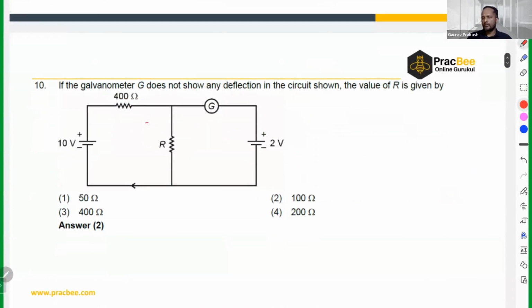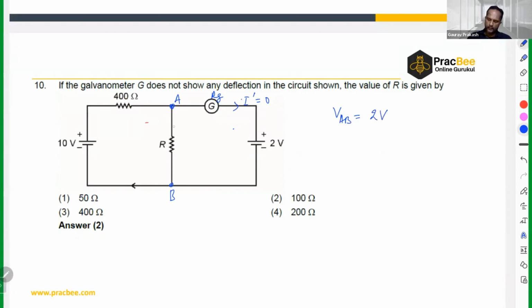Now, in this question from current electricity, a bit of calculation might be there. So let's suppose there are 2 points A and B, and there is no current here. If there's no current here, that means even if the galvanometer has some resistance, that will not create a potential difference. So the potential difference across AB will be equal to that of the battery.